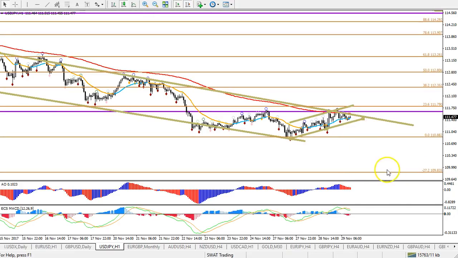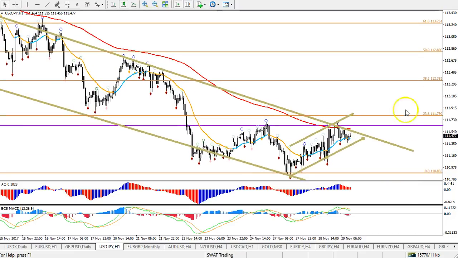That's not a big trade. Then I would be looking for a bounce at 110. It's a round level. It's a minus 272 target, and it's a 61.8 fib. All right. So that's my plan for the dollar yen at this moment.